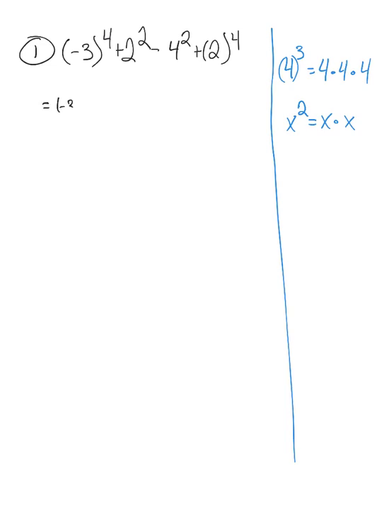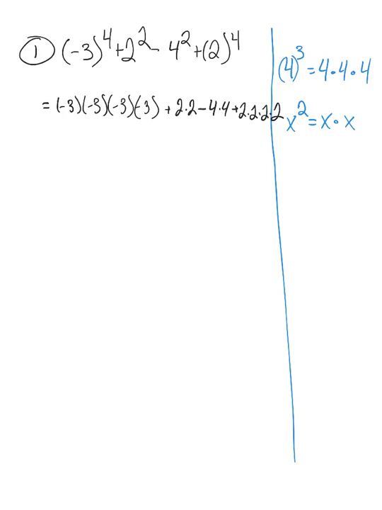So we're given -3, -3, -3, -3, plus 2 times 2 minus 4 times 4 plus 2 times 2 times 2 times 2, right?